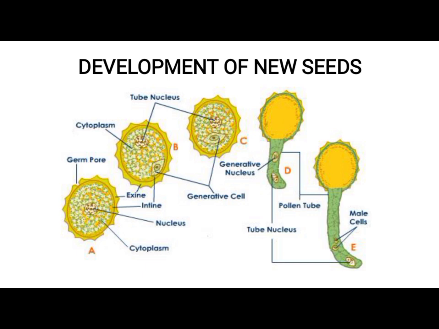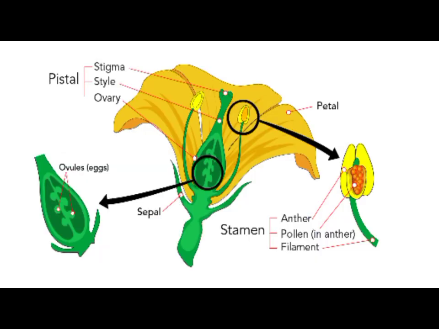Now let's talk about development of new seed. We are moving on to the plant now. When we talk about development of new seed, remember that the first thing that happens is pollination. For reproduction in flowering plants, the first thing is pollination. What is pollination? The transfer of pollen grain from the anther to the stigma of the flower, either of the same flower or another flower.